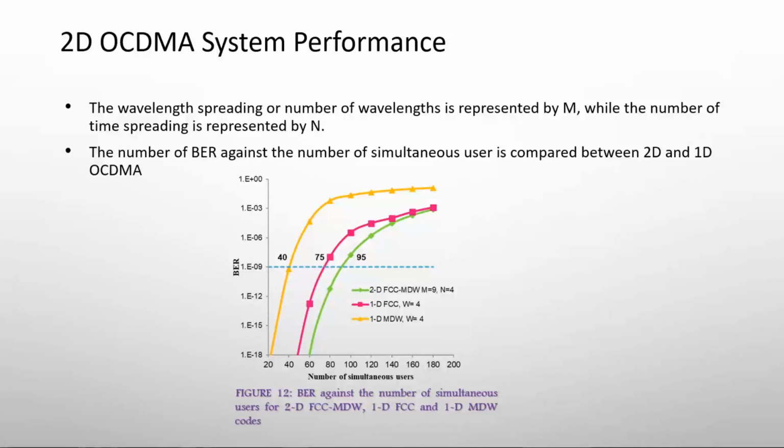As you can see, based on this graph, 2D SCC MDW can support many more simultaneous users than 1D SCC and 1D MDW. It has slight differences. This is because the number of time spreading is fixed at 4, which is the same as the wavelength for the SCC MDW. It can support many more.